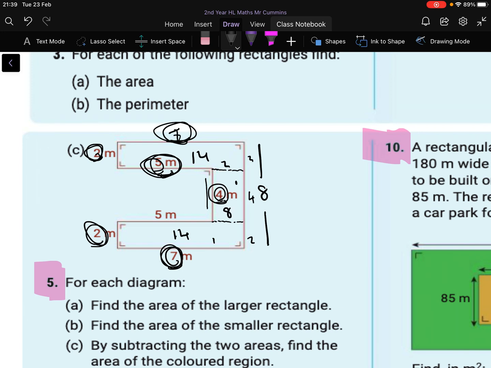So the area of the whole thing is going to be 14 plus 14 plus 8, 28, is going to be 36 centimeters. Sorry, not centimeters squared. Read the question. Meters squared.